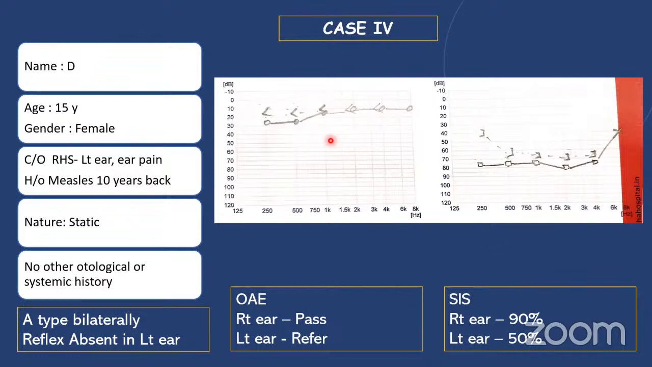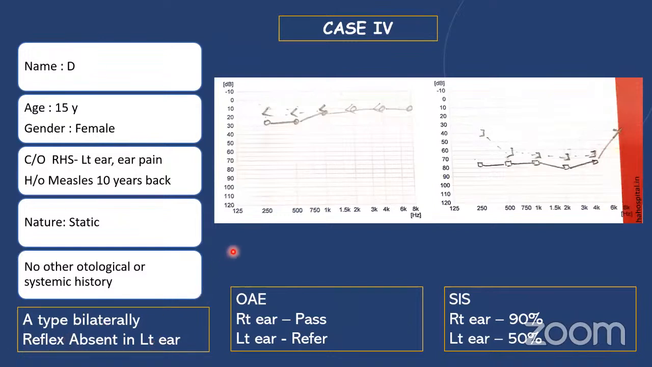So these were the pure tone audiometry results. The right ear had minimal or almost normal hearing, with slight minimal loss in the lower frequencies. And the left ear had a moderately severe to severe SN hearing loss, with better thresholds at 8 kilohertz.